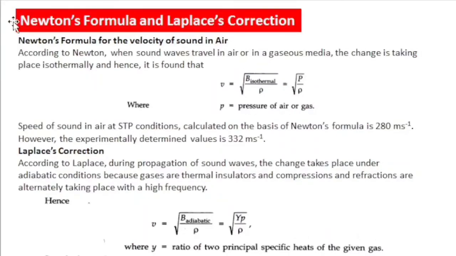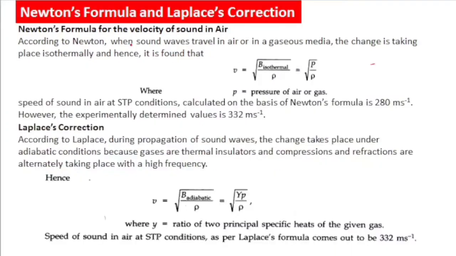After this, the next important topic is Newton's formula and Laplace correction, right? First, what is Newton's formula for the velocity of sound in air? According to Newton, when a sound wave travels in air or in a gaseous medium, the change takes place isothermally, and hence velocity is given by under root of bulk modulus, which provides the elastic factor, divided by rho, which is responsible for the inertial factor. So B by rho. But according to Newton, the change takes place isothermally, so I am using here B isothermal, which means the isothermal modulus of elasticity.